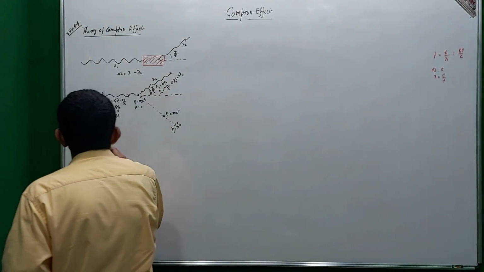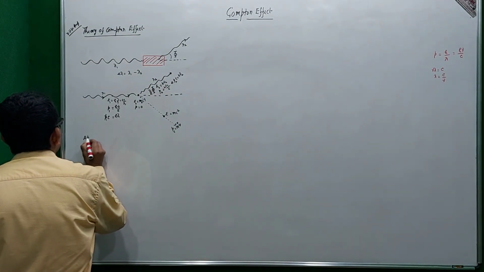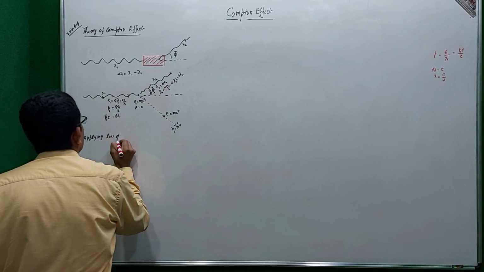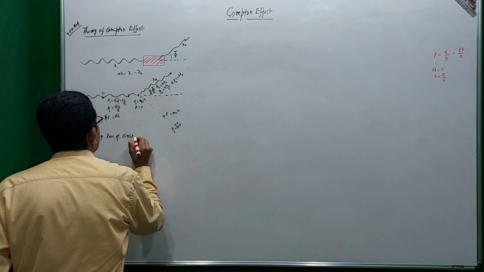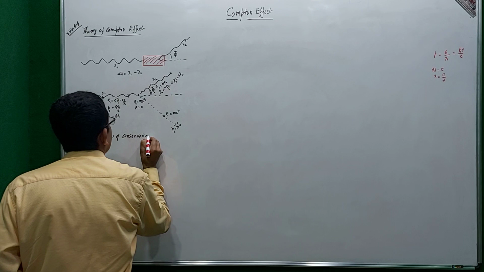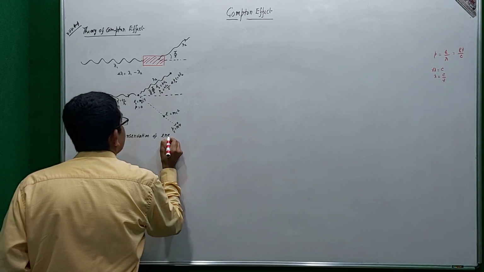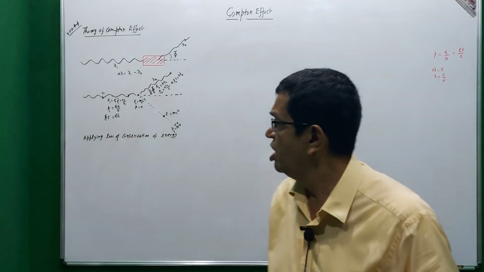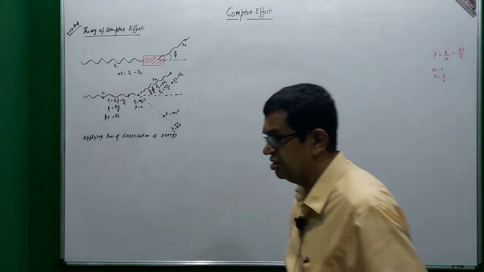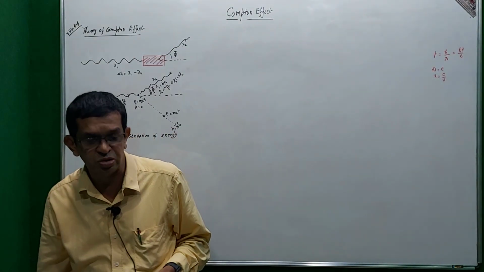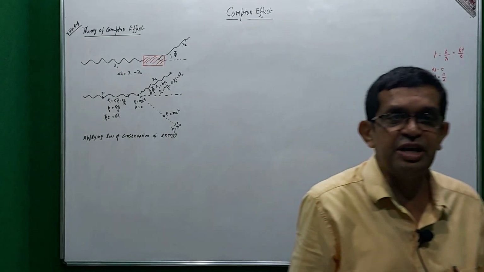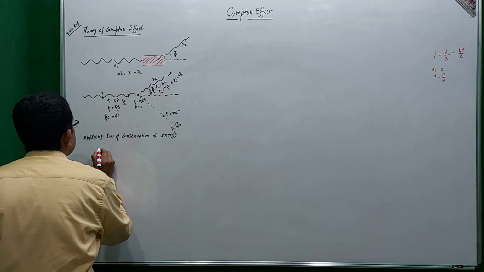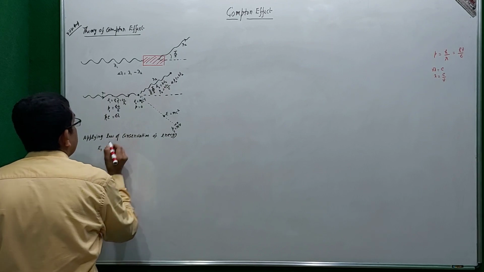Let us apply the law of conservation of energy. Now, what is the law of conservation of energy? It says the total energy before the collision should be equal to the total energy after the collision. Therefore, the initial energy, that is E1. What is the energy of this one?